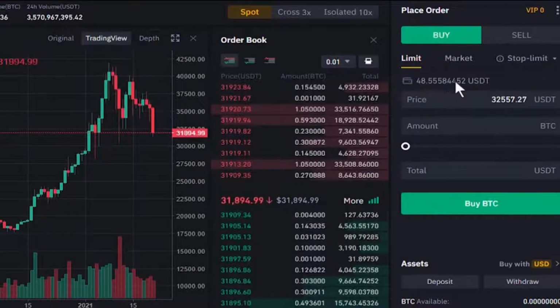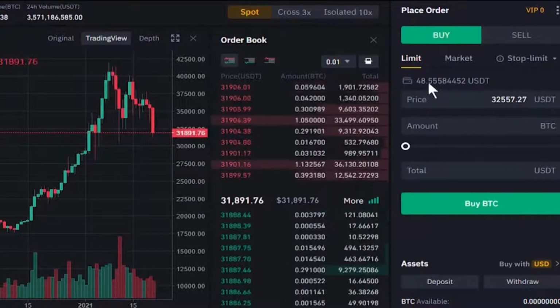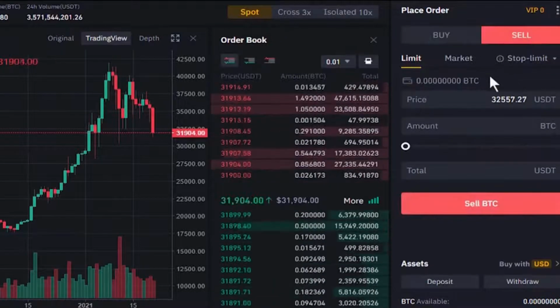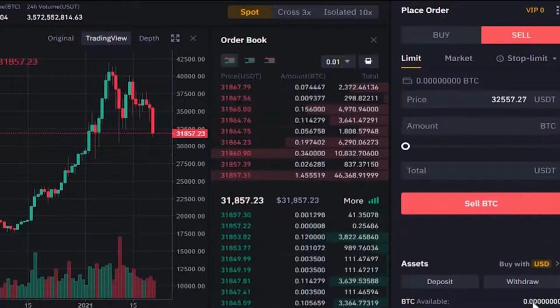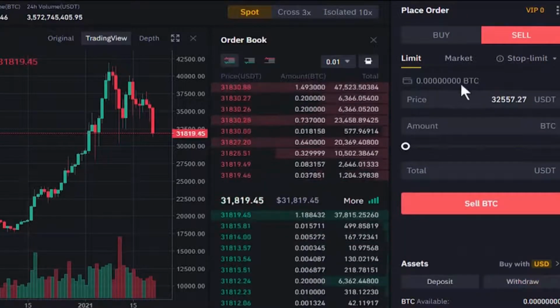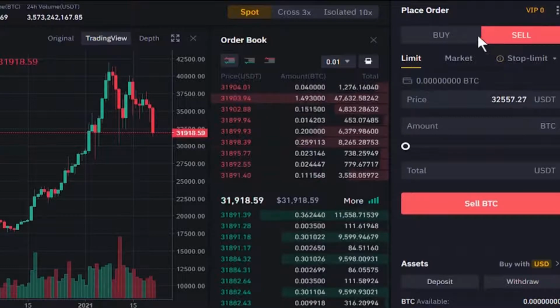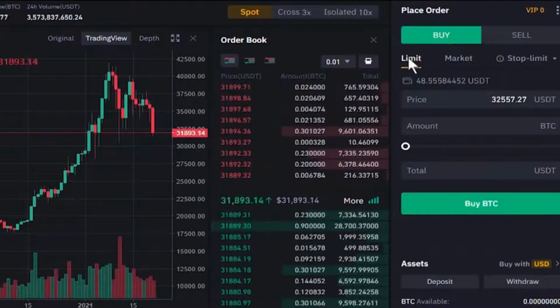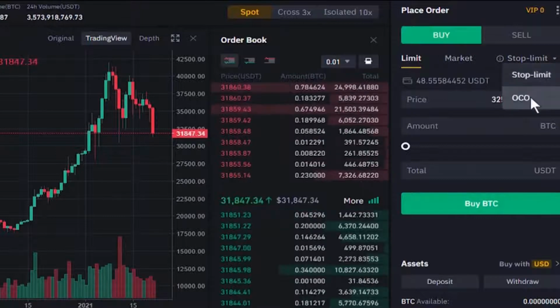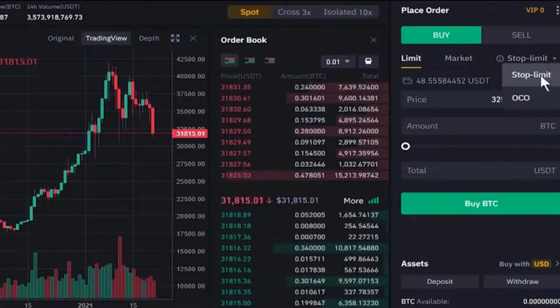Also here it shows how much Tether you have to buy Bitcoin with. And to sell Bitcoin, you must have Bitcoin available, which we don't have any BTC right now. And here it also shows that we don't have any Bitcoin to sell. We go back to the Buy tab, and below that you see that we have 3 tabs. Actually it's 4, and the other is inside Stop Limit, as you can see here.